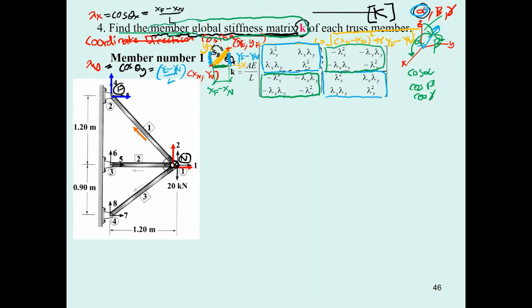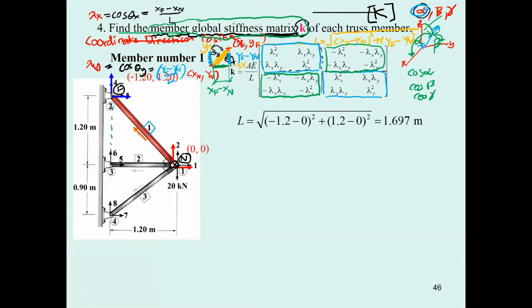Okay, take member number one to be our first one. For member number one, you have the coordinate at the near end of 0, 0, and the far end of minus 1.2 and plus 1.2 over here. Okay, and then you may just do the calculation.